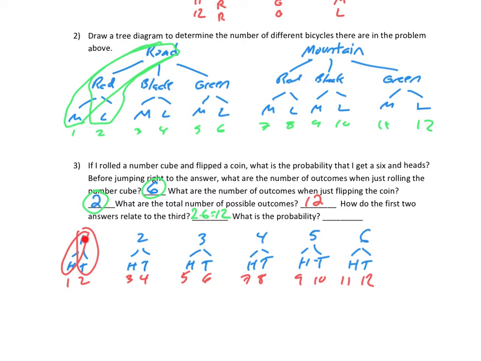There's a shortcut. I don't actually have to draw this tree diagram to find those 12 choices. I can take the 6 choices of the die and the 2 choices of the heads and tails and multiply those two numbers to get 12. That gives us 12 total choices here, 12 possible outcomes. And the probability now of getting a 6 and a heads, where the 6 and the heads is right here, there's only one of those possibilities out of the total of 12. So the answer is 1 out of 12.